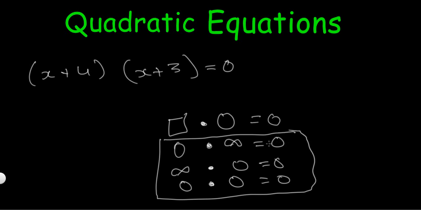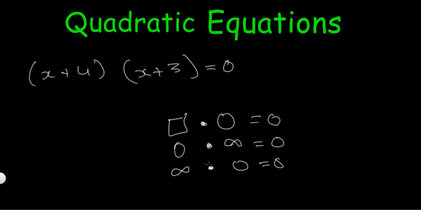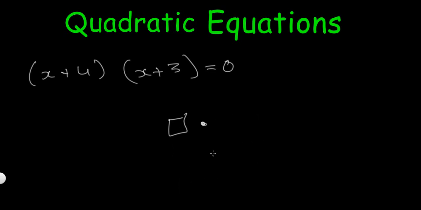If the answer is 0, at least one of the terms has to be 0, or both of them have to be 0. Keeping that in mind, we can work this out. Here we see two brackets being multiplied and the answer is 0. That means either x + 4 = 0 or x + 3 = 0, or maybe both of them are 0.